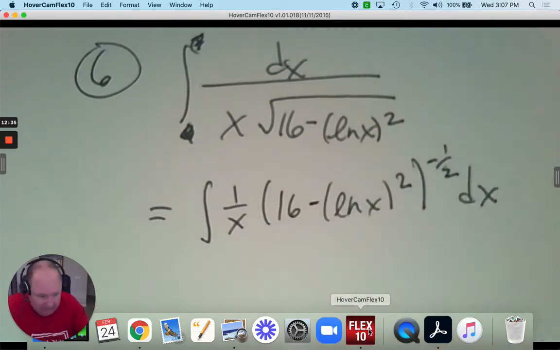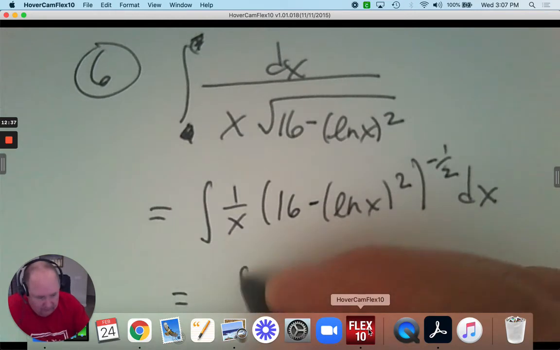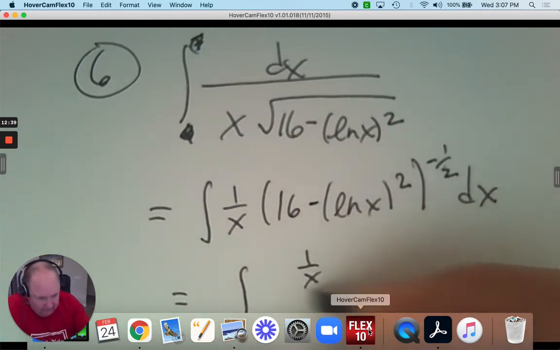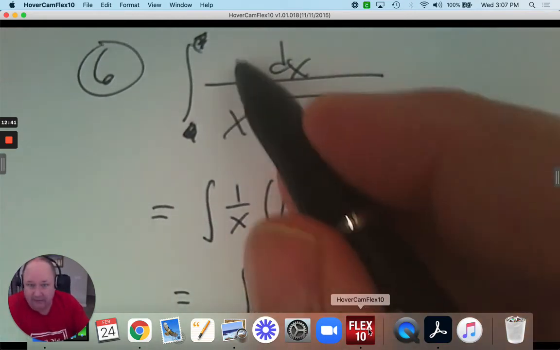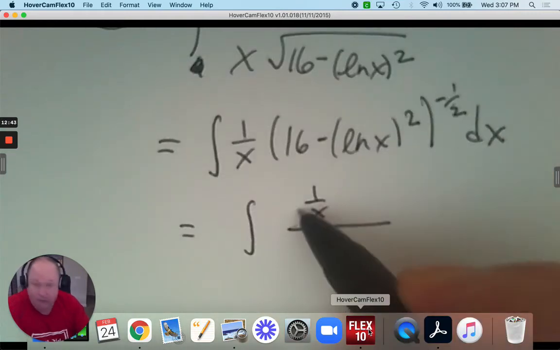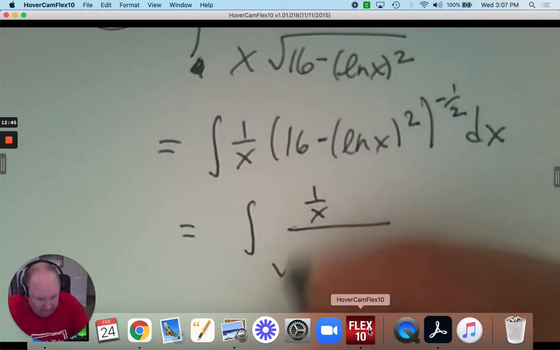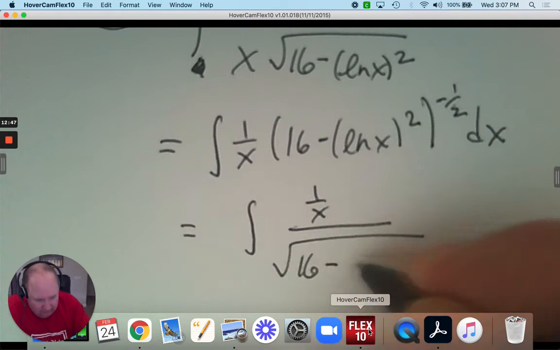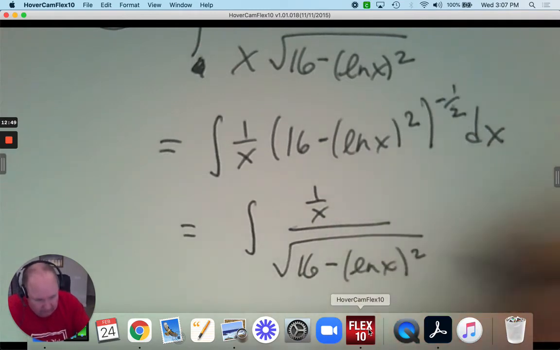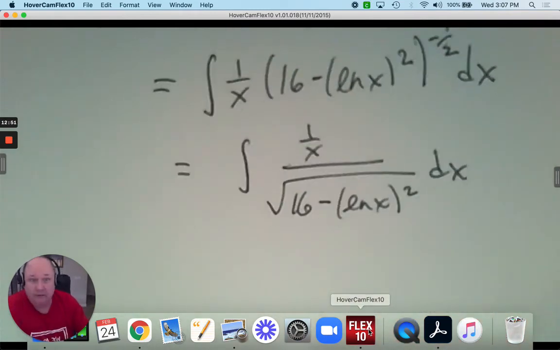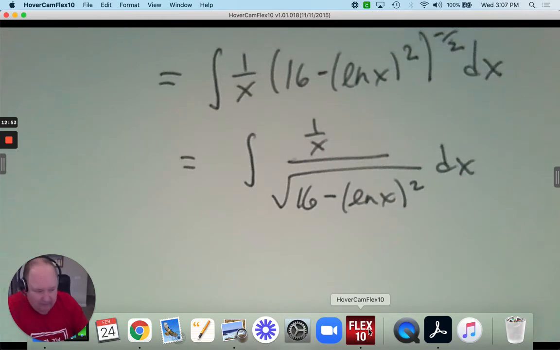So I wrote it calculus friendly. It doesn't help. So instead I'm going to write it this way. I'm going to think of the 1 over x. I'm just going to put that in the numerator. It's the same thing. And then it's actually more in the form of what I'm looking for in terms of arcsine. So if I write it this way, I can see the arcsine.